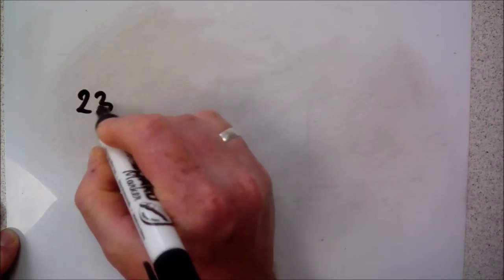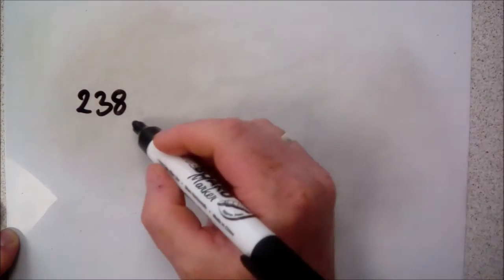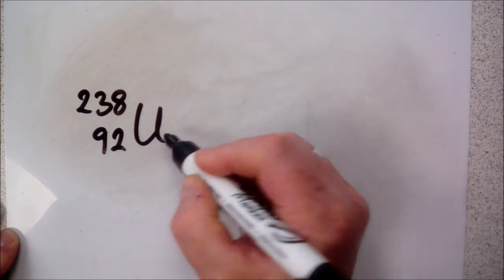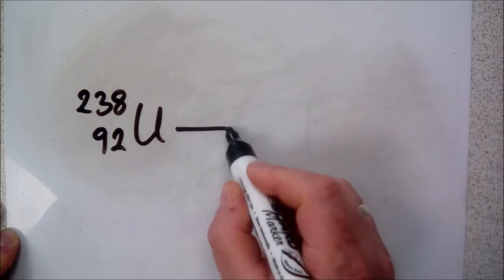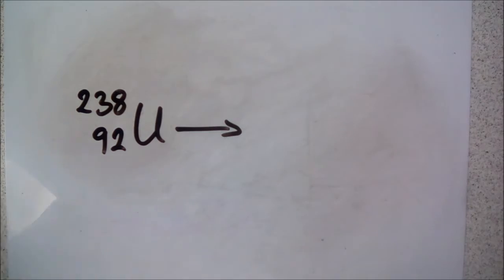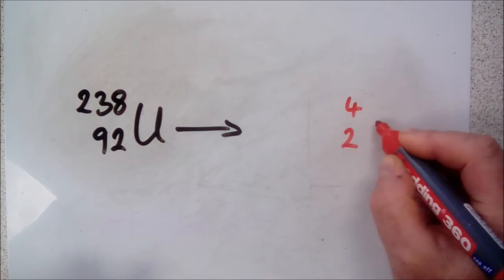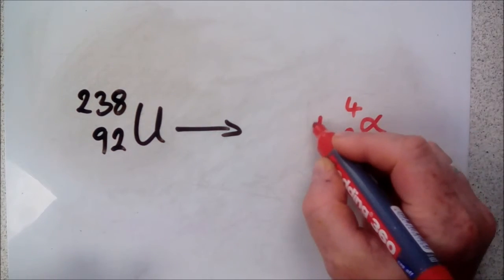Let's look at an example of a nuclear equation. Let's start with uranium-238. It has a mass of 238 and it has a charge of 92, so it has 92 protons. Now uranium decays by alpha emission, so we write in our alpha symbol.